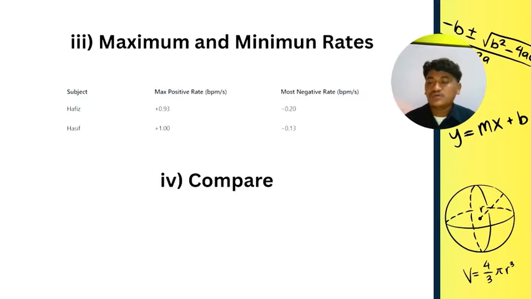Let's move to the last question of 2.2, which is to compare who has the better heart rate response. Based on the max positive rate, Asif has a higher maximum positive rate, so he has a faster heart rate response. We can see Hafiz has the highest most negative rate, so he has a faster recovery due to the negative rate.